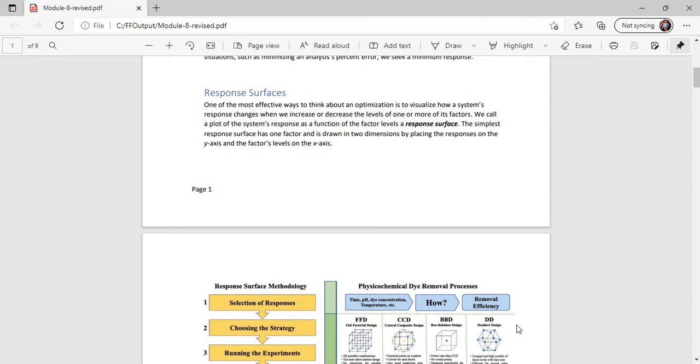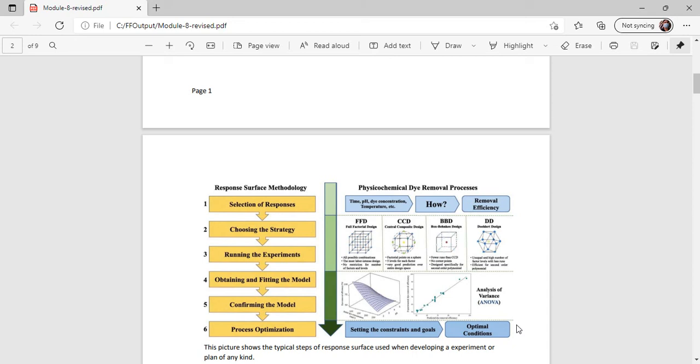So you have here the response surface methodology flow. You have your selection of your response, choosing the strategy, running the experiment, fitting the model, confirming the model, and also the process optimization. Then you have here your physicochemical dye removal process. You have your time, your pH, the dye concentration, and temperature, and also other factors. Then you have how to remove and removal efficiency.